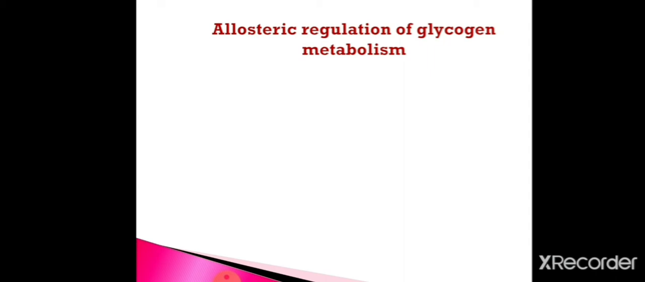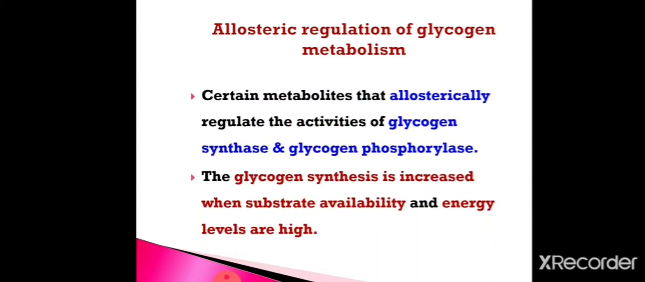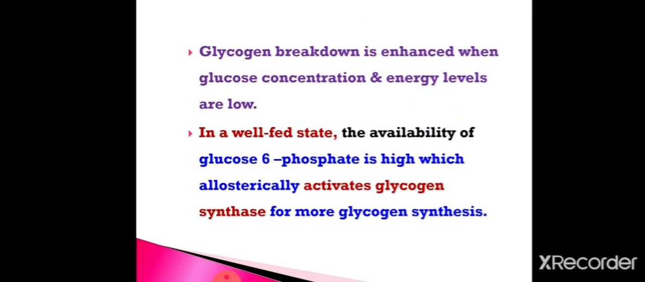So first we will see the allosteric regulation of glycogen metabolism. Certain metabolites will allosterically regulate the activities of glycogen synthase and glycogen phosphorylase. Glycogen synthesis is increased when the substrate availability and energy levels are high. And glycogen breakdown is enhanced when the glucose concentration and energy levels are low. So in the well-fed state, the availability of glucose 6-phosphate is high, which will activate glycogen synthase for more production of glycogen.